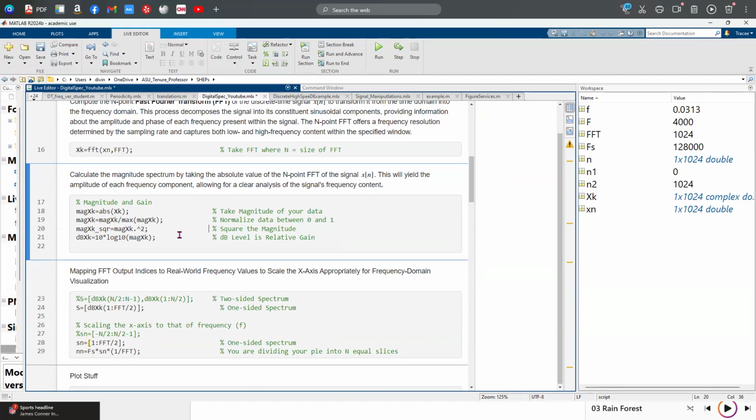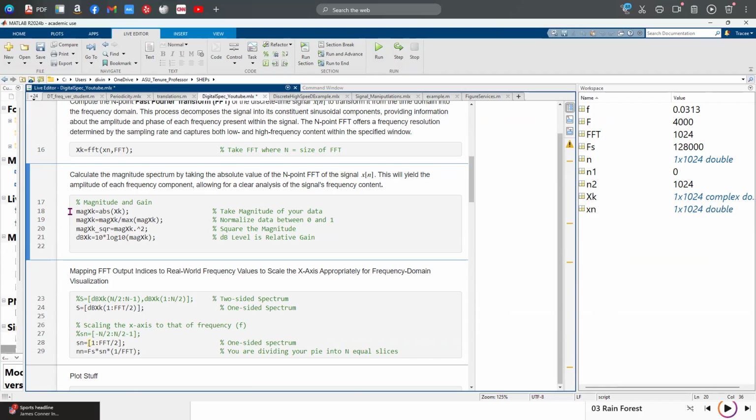This is important for identifying dominant frequencies, filtering noise, analyzing system performance, and comparing signals. Using decibels, dB, compresses the scale, making it easier to see small signals alongside larger ones. Especially useful in real-world signals with a wide range of power levels.